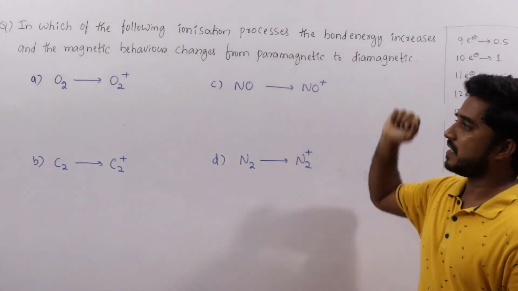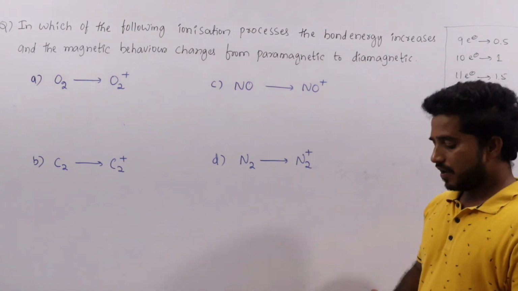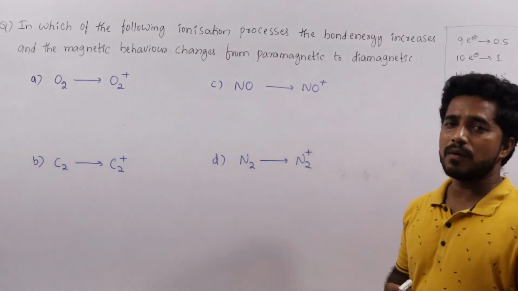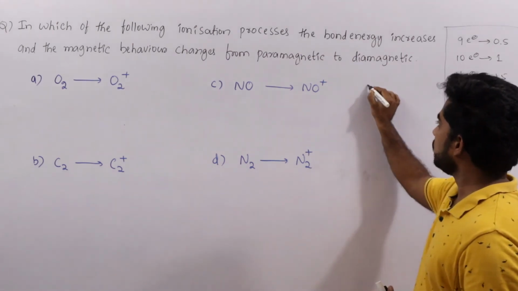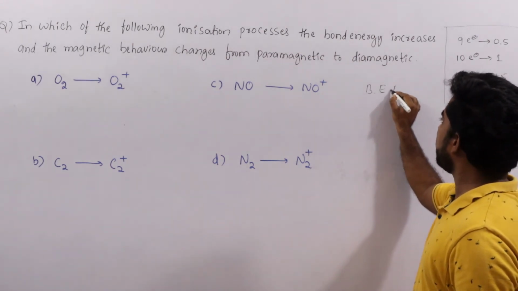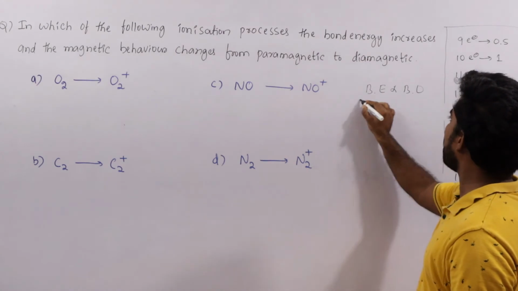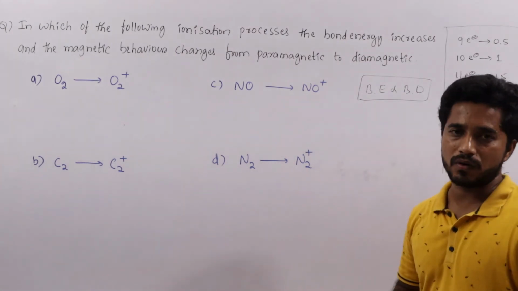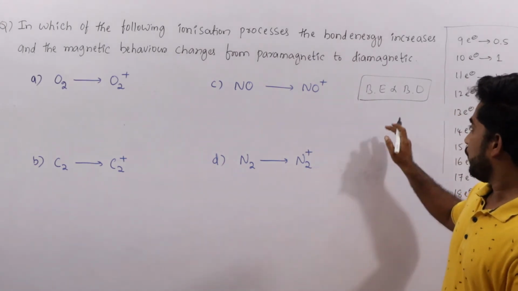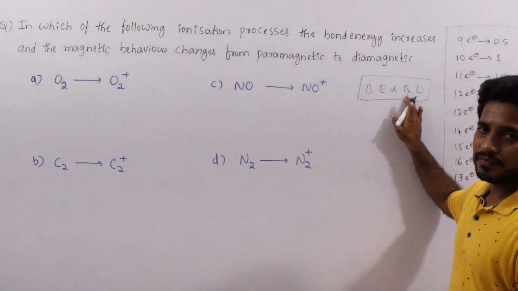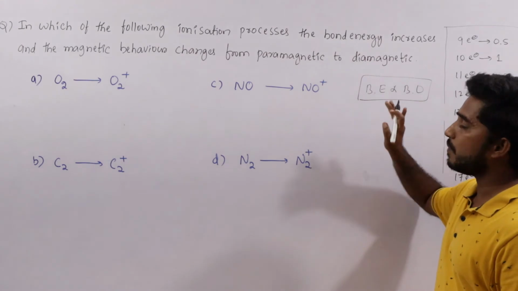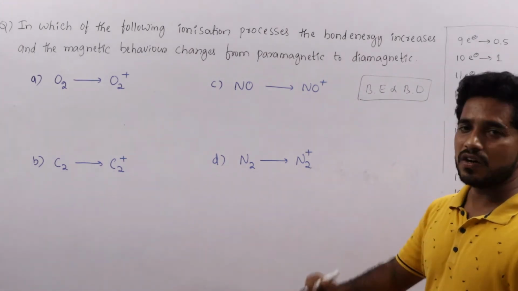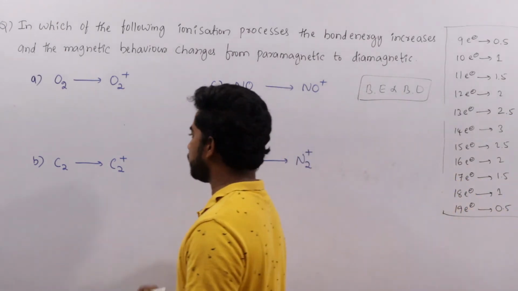Bond energy increases. Bond energy is always directly proportional to the bond order. If the bond order is more, the bond energy is also more. So first if you find out the bond order, that gives information about the bond energy. So let us find out the bond order first for the given species.